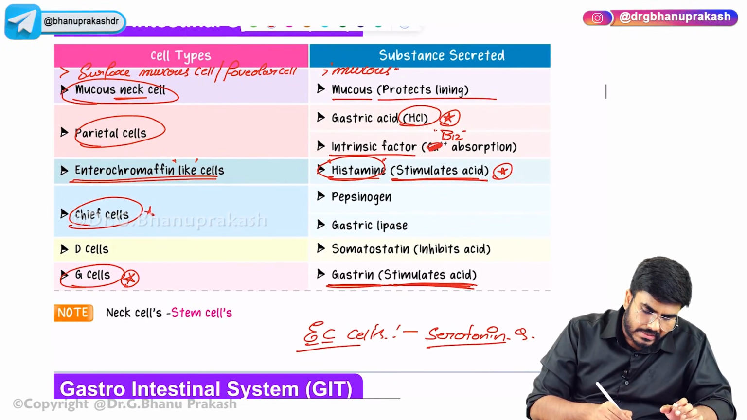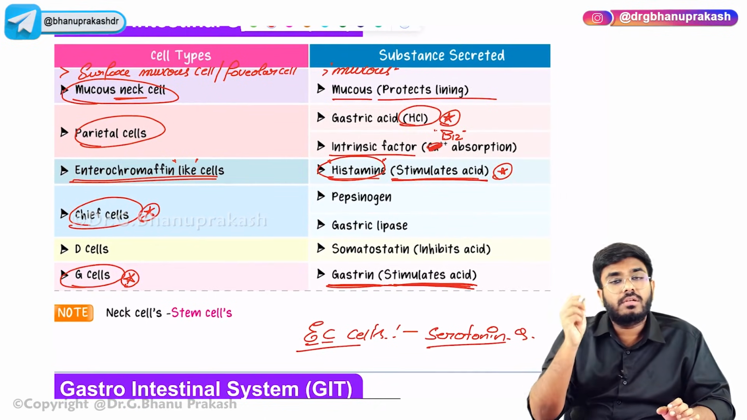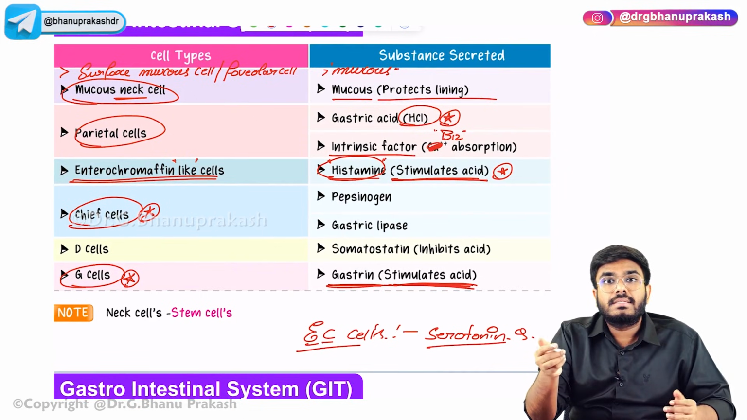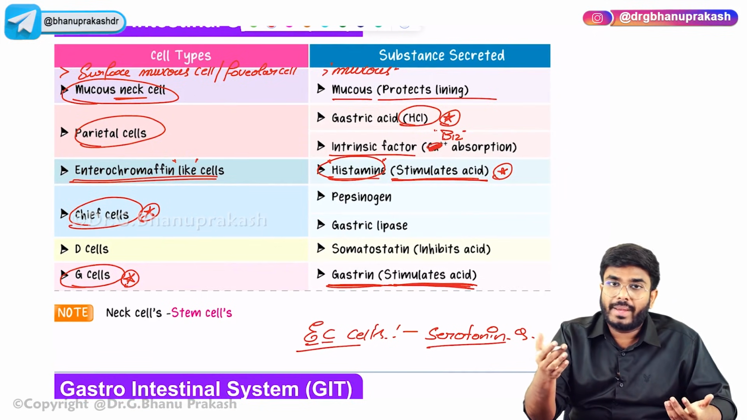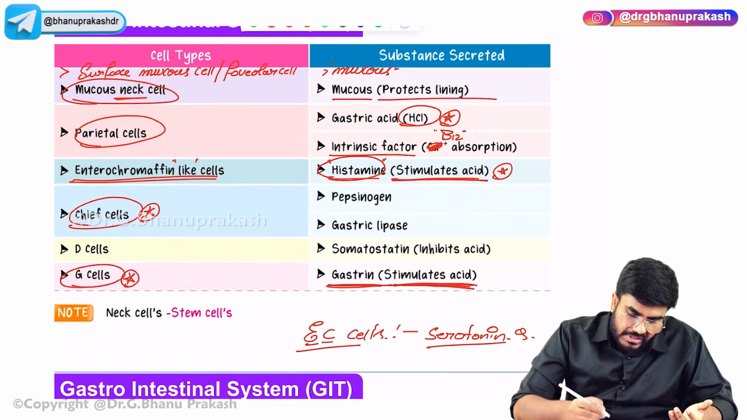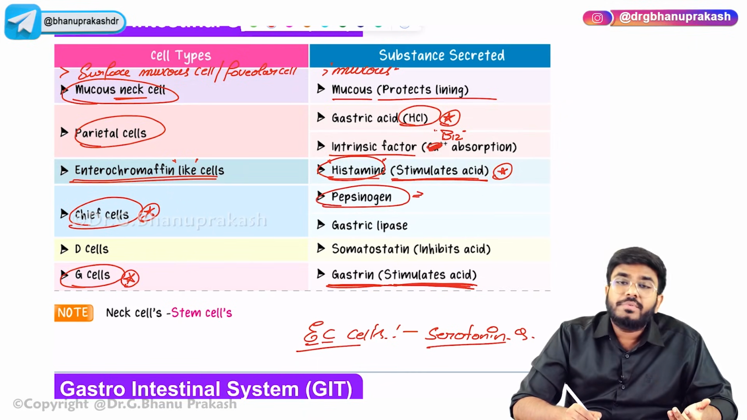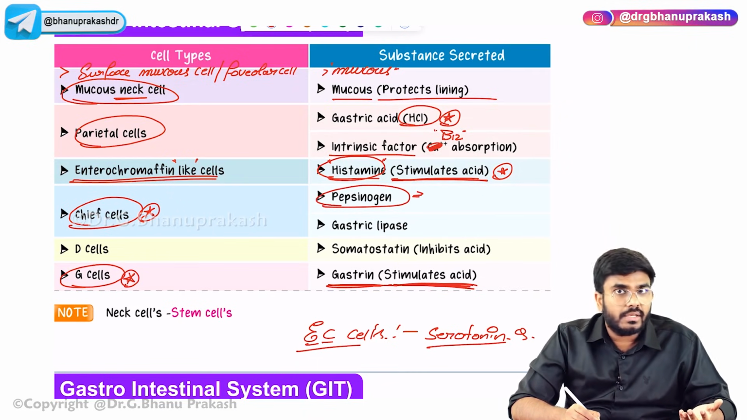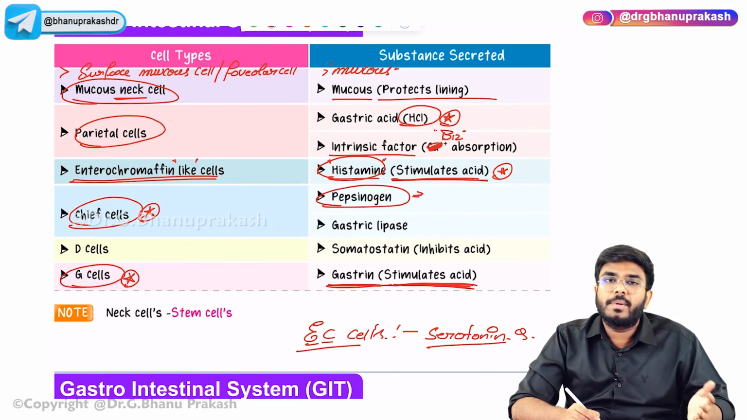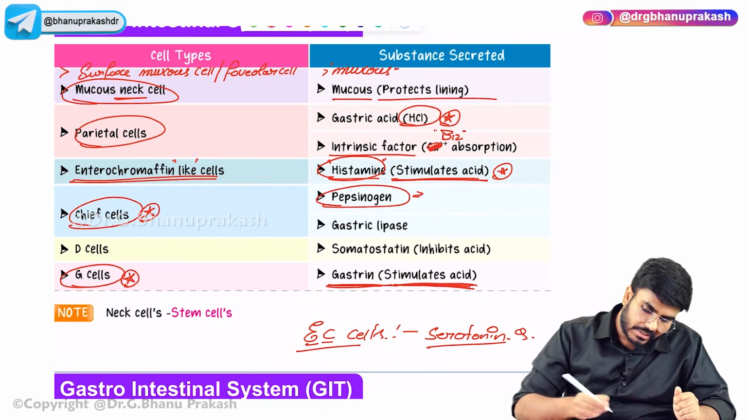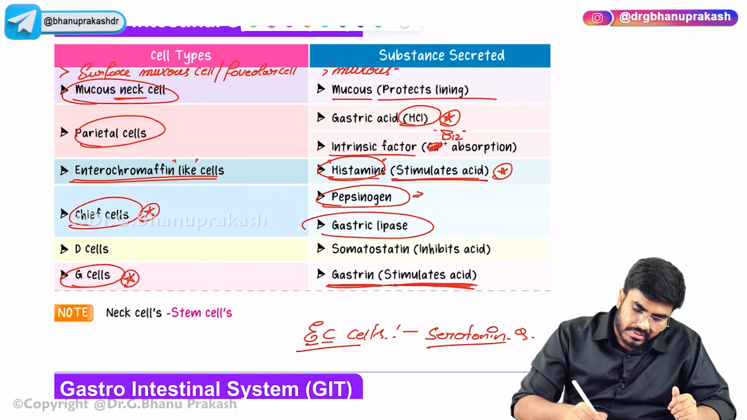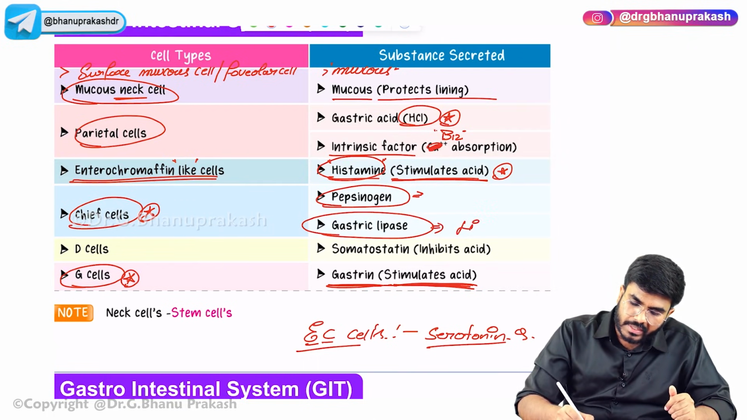Next, chief cells in the gastric gland. There are also chief cells, which produce enzymes for the digestion of your macromolecules. Chief cells produce pepsinogen. Pepsinogen will be converted into pepsin, and pepsin helps in the digestion of proteins. Chief cells also produce gastric lipase. Gastric lipase digests lipids.